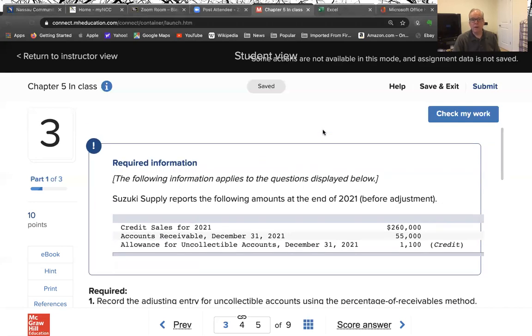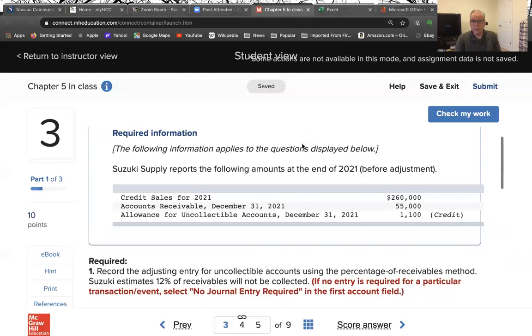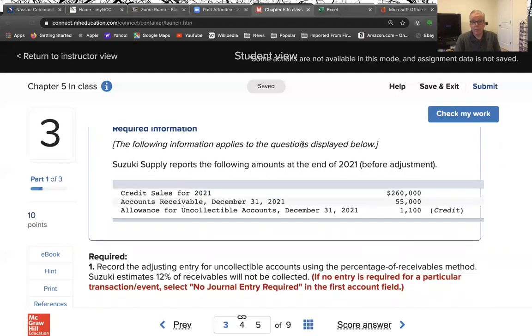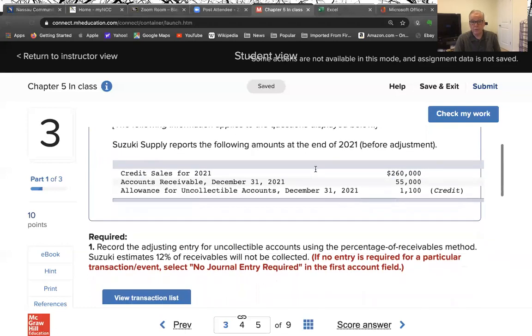Now let's go back and read the problem. This is Suzuki. Let's see, which one is Suzuki? Suzuki is exercise 19, right, which is on page 268. The following information applies to the questions displayed below. Suzuki provides the following amounts at the end of 2021 before adjustment.